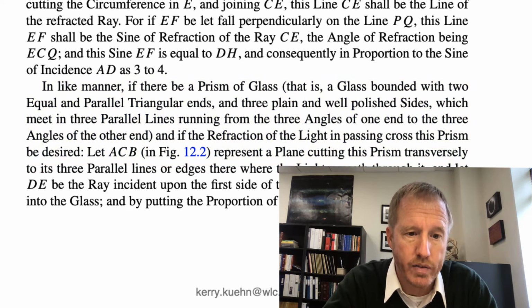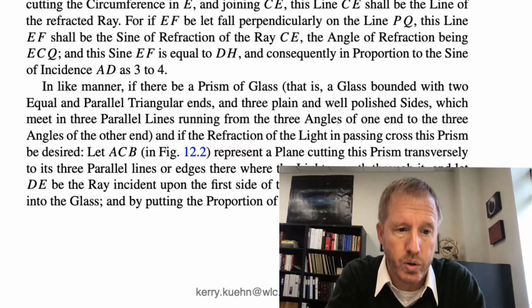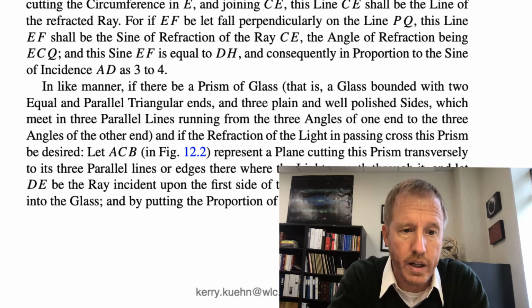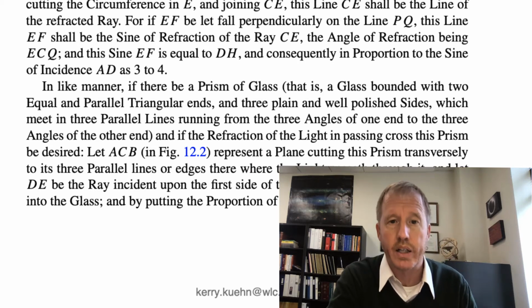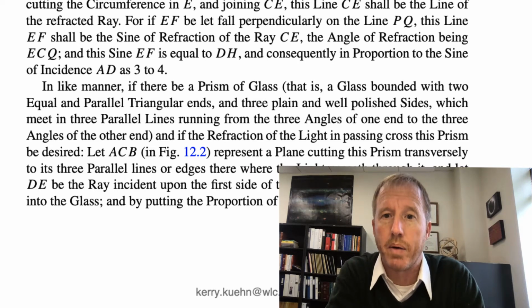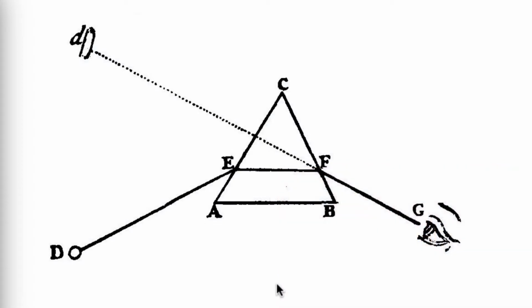And if the refraction of the light in passing across this prism be desired, let ACB," and now he refers to figure 12.2, "let ACB represent a plane cutting this prism transversely to its three parallel lines or edges there where the light passeth through it. And let DE be the ray," and here I've zoomed up on this diagram, so I show it right here. He says, "Let DE be the ray incident upon the first side of prism AC, where the light goes into the glass.